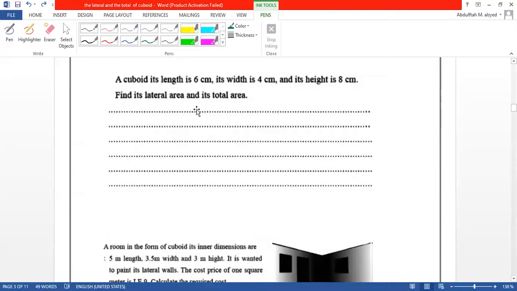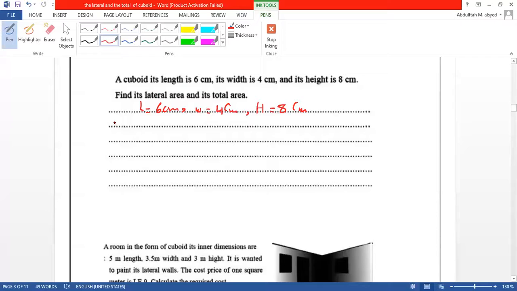Yes, okay. So now a cuboid, its length is 6, its width is 4, and its height is 8. Find its lateral and total area. If you follow the steps, you will reach the answer. If you don't, there will be a problem for you. The length equals 6 centimeters, width equals 4 centimeters, and height is 8 centimeters.